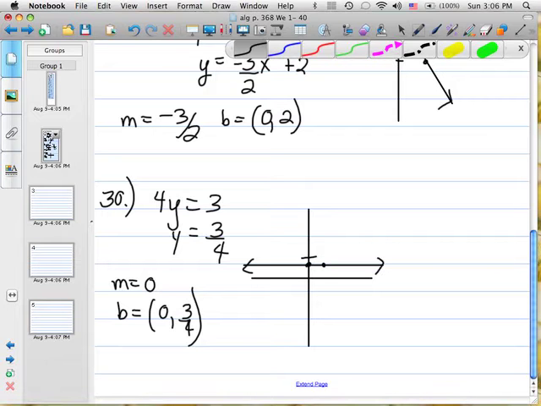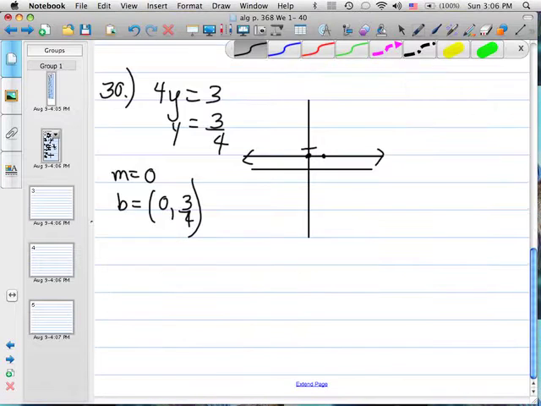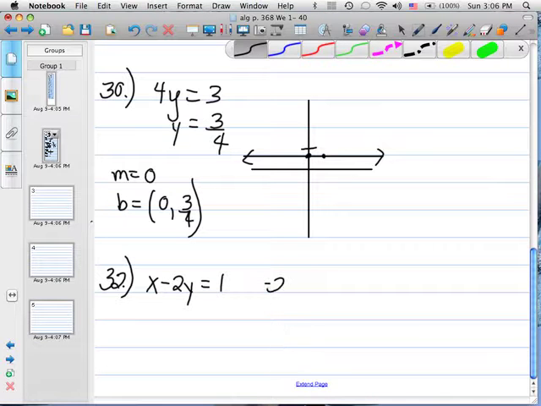Problems 31 through 36 show that the lines that are given are parallel. If two lines are parallel, they would have to have the same slope, but different intercepts. So number 32, we just have to get them in slope intercept form and show that they do have the same slopes, but different intercepts. So we'll write them side by side and get them in slope intercept form.